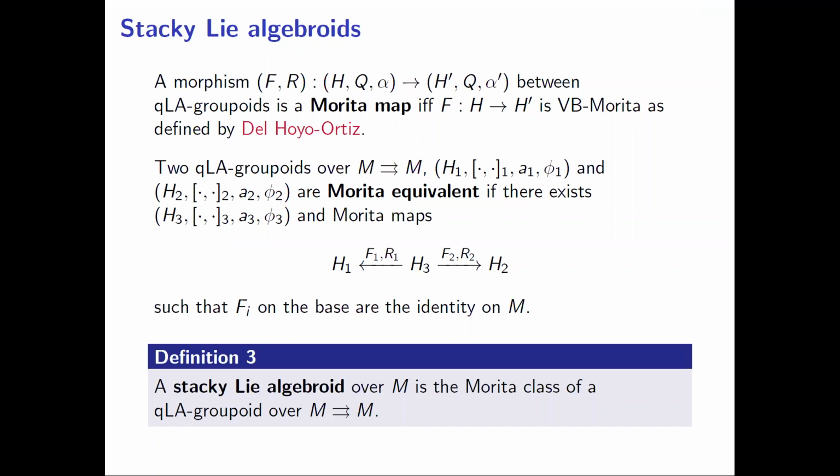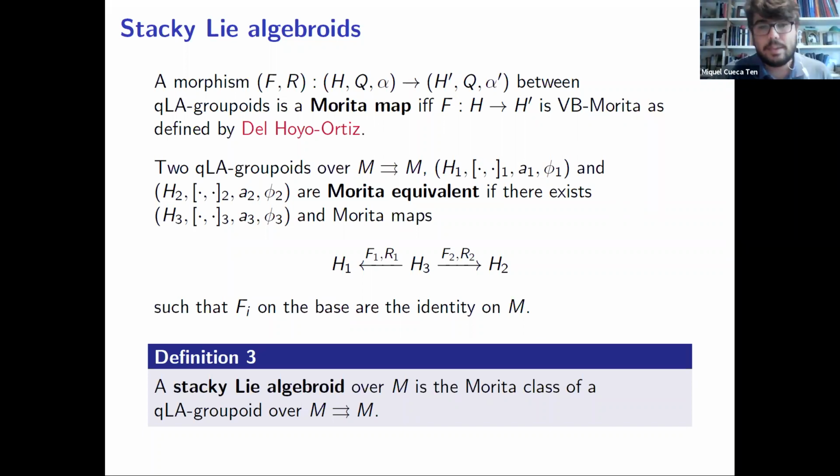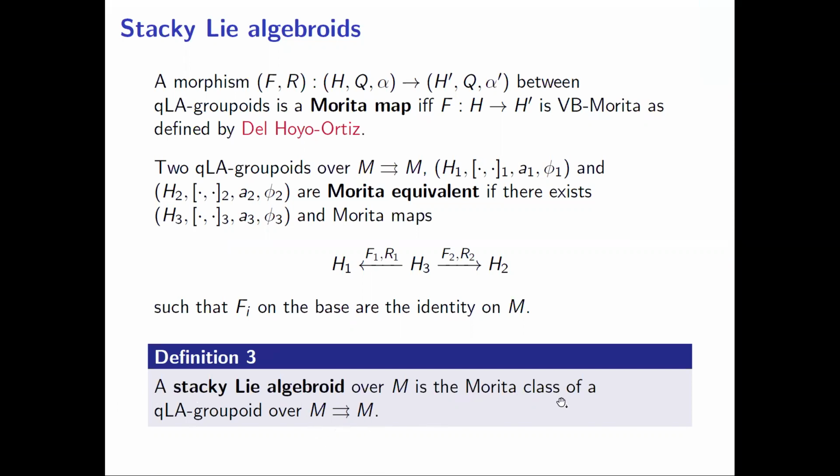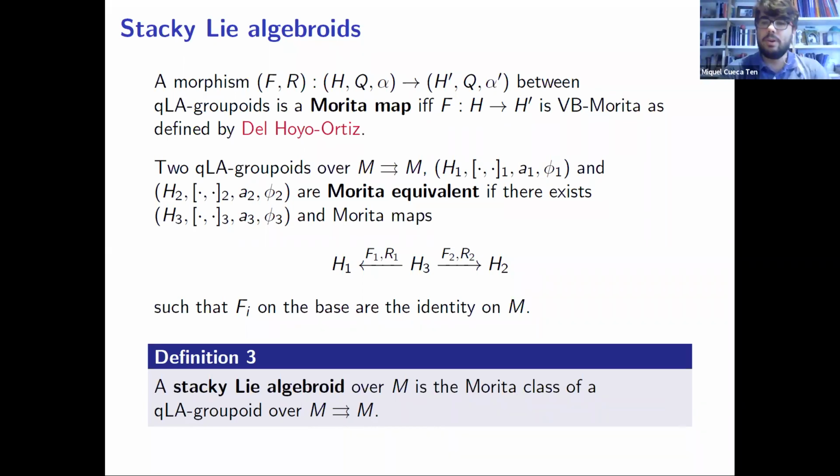Could you also define this Stacky Lie algebroid by just a stack over M? Well, we don't know how to make it yet, but I hope there should be a definition like that. Right now, the definition that we are proposing is that a Stacky Lie algebroid is the Morita class of one of these quasi-LA groupoids over the unit. We don't know the other definition, but I'm completely sure that it should exist.